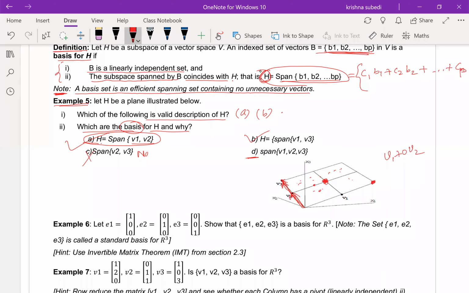How about this? If I'm given all three vectors, then yes, I can generate the whole thing. So D is also okay. Now, what is the basis then? We don't need any unnecessary vectors. In this case, v1 and v2, can it be a basis? Are they necessary vectors? Yes, they are necessary.